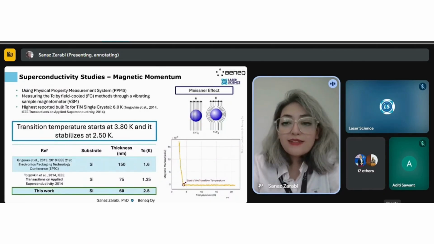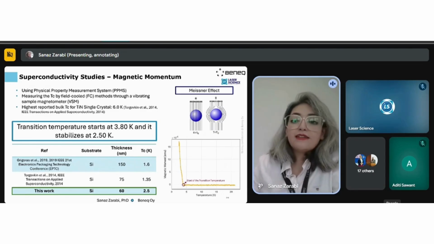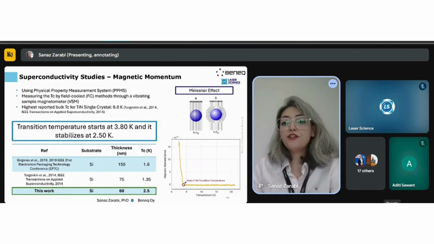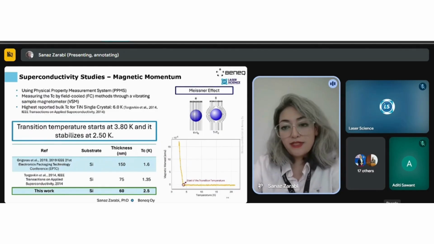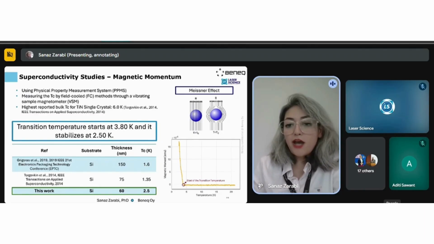Now, despite the presence of some chlorine contamination, we have great news. Our tin nitride film still exhibits superconductivity behavior. To verify this, we use the physical property measurement system called PPMS to measure the critical temperature using the field-cooled method with the vibrating sample magnetometer.